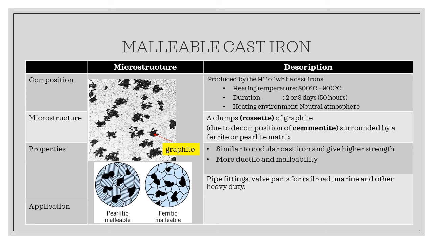The properties are quite similar to nodular cast iron but with higher strength. And it also has more ductility and malleability compared to grey cast iron. It is applied as pipe fittings and also mainly used for railroad applications.